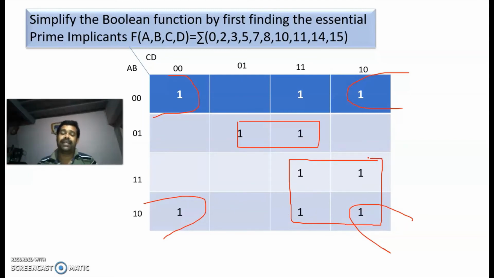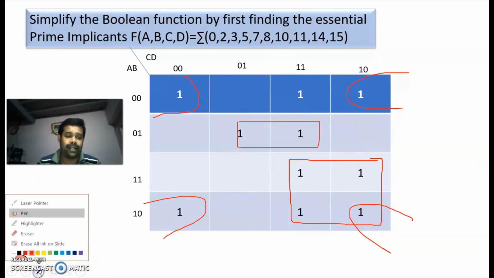So you have to check each and every min term, and we have to check whether there is a possibility for more than one grouping. If more than one grouping is possible, then it is not an essential one. If that particular grouping is the only grouping possible to group that particular min term, then it is an essential prime implicant.